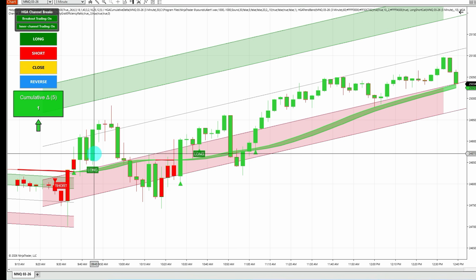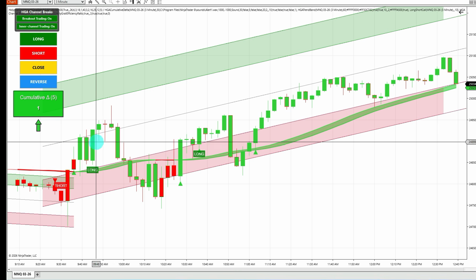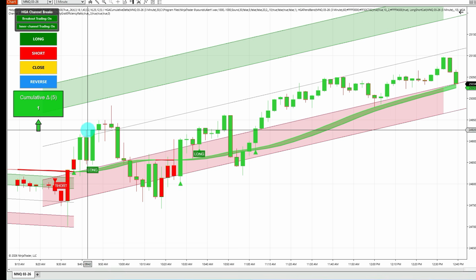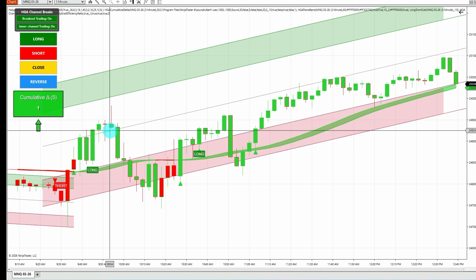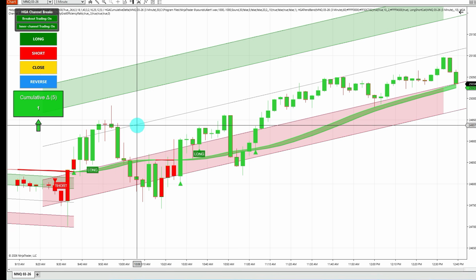We printed a long, we were in a long condition here. We broke out of the channel. We broke above the trend band. We got a long print, and the cumulative delta that time was over 3,000. In fact, I think it was running around 4,500 this morning. Now, I took this trade. Now, it pulled back on me, but then it pushed back up and got a nice trade out of this.